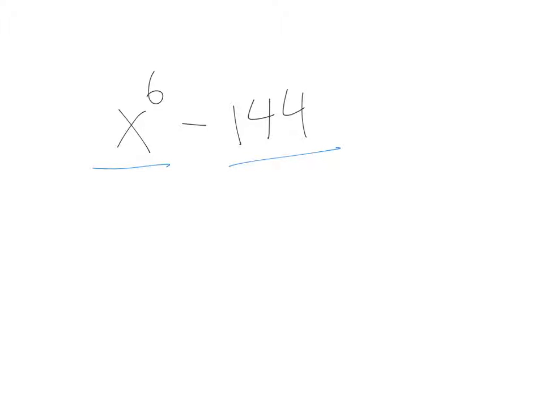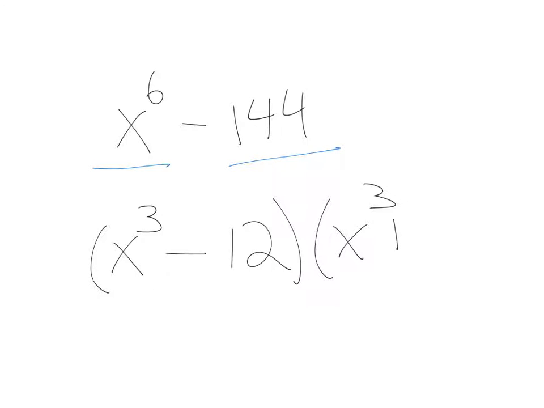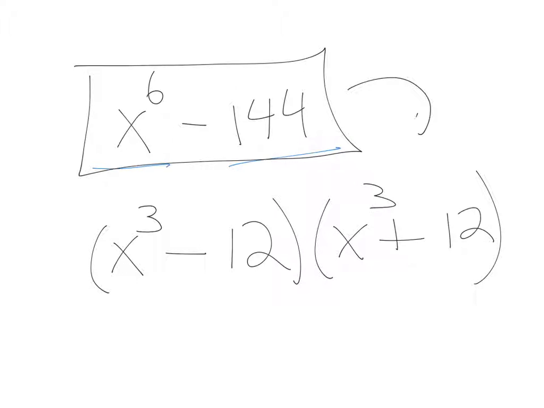So I know my binomials are going to be the square root of x to the 6th power, which is x to the 3rd power, minus the square root of 144, which is 12, times x to the 3rd power plus 12. So once you know the pattern, it's very easy to factor difference of squares, because you just have to be able to take the square root of 144 and the square root of x to the 6th in this case. So that's how we factor difference of squares. The two important products you want to remember from this section are the perfect square trinomial and the difference of squares.